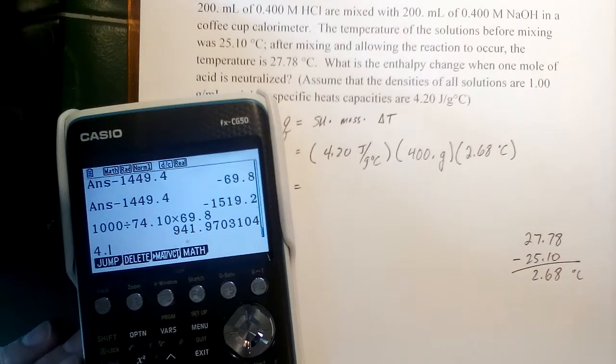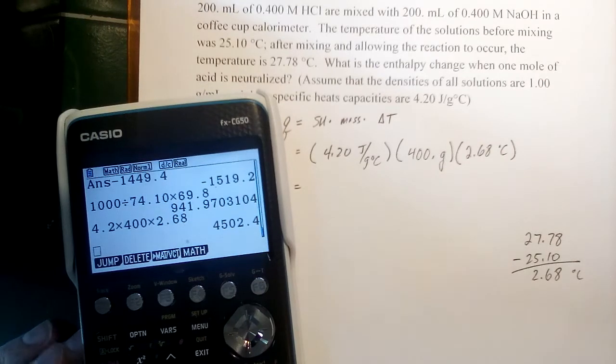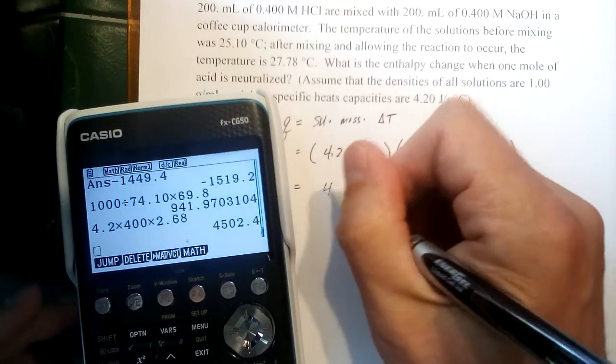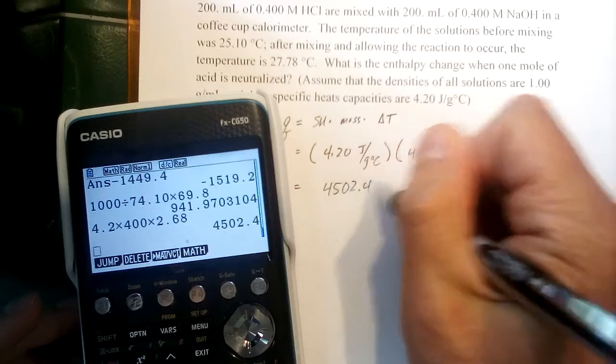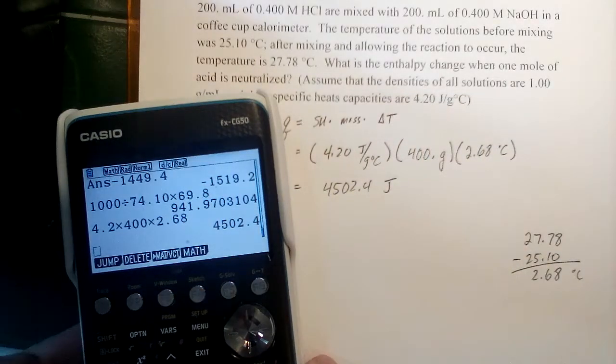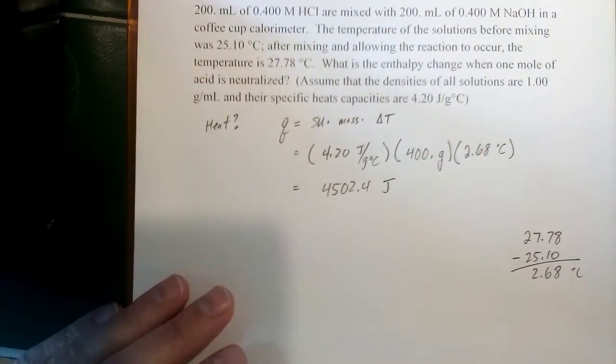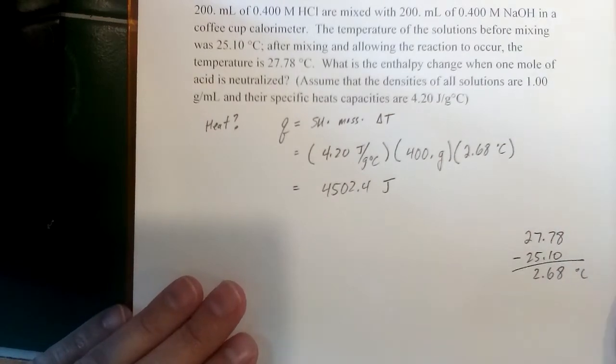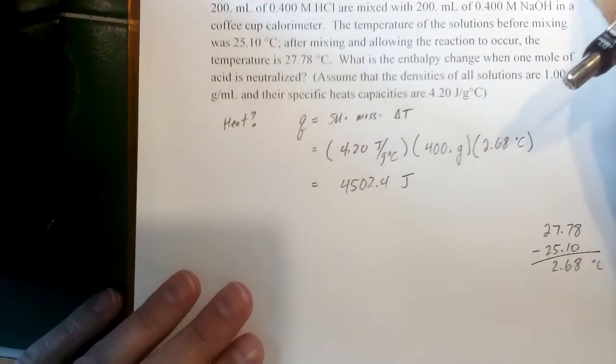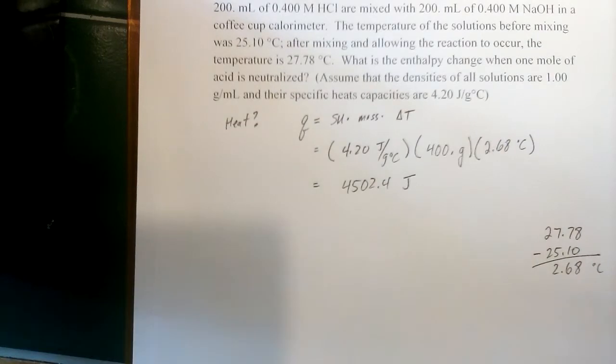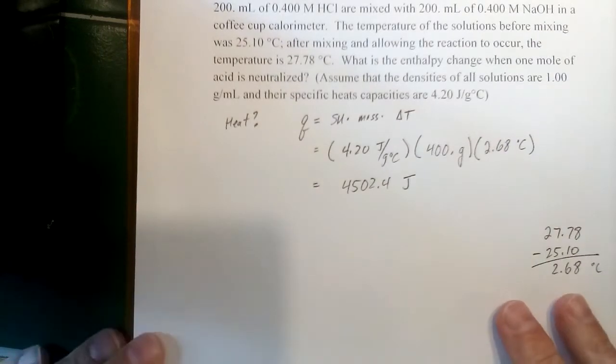So 4.2 times 400 times 2.68, 4,502.4 joules. Now, it's 3 sig figs at this point, but I'm going to keep all that information because I am not done with the problem just yet. That's how much heat was produced by this reaction.